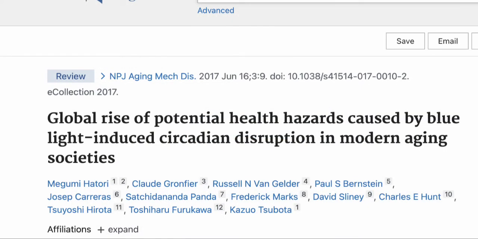There's a global rise in health hazards caused by blue light-induced circadian disruption in modern societies. So our modern societies are using all these artificial lights. We are aging faster because we're disrupting our circadian rhythm, and we're also losing out on information from the natural environment.